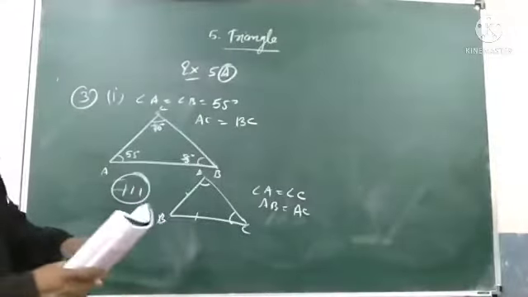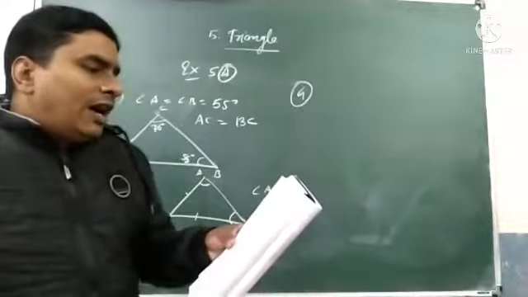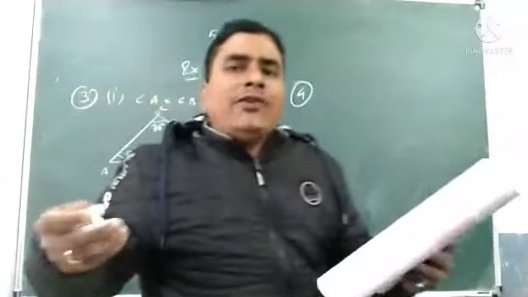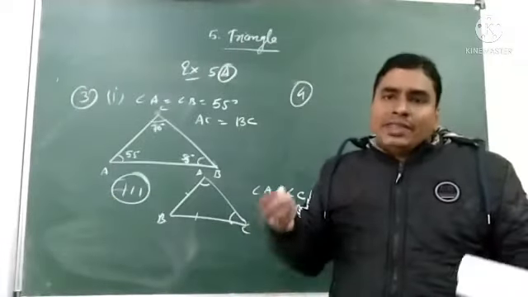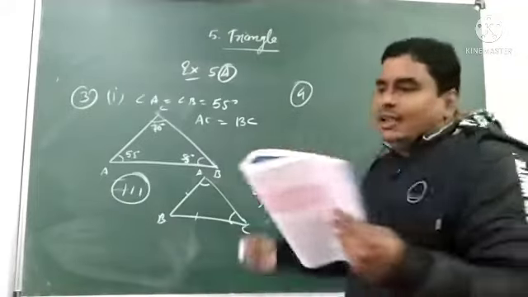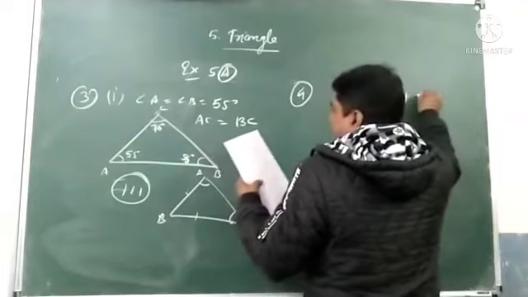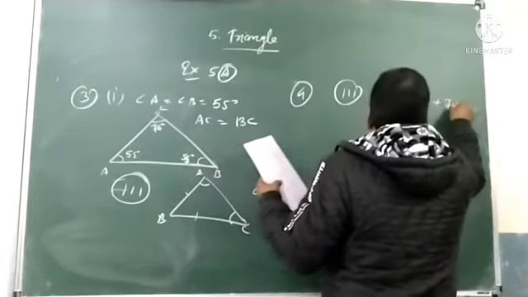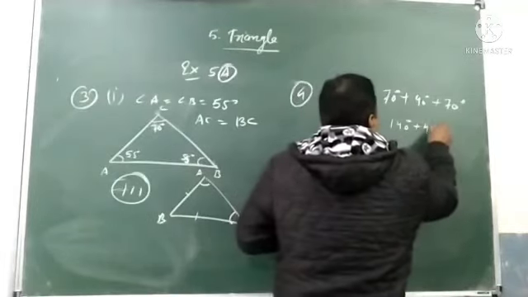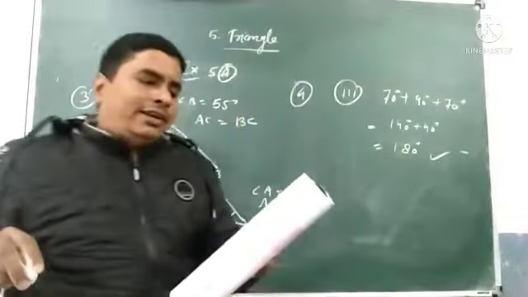Now, proceed to the next question. Question number 4. Which of the following sets can be the three angles of a triangle? What we will do here is find their sum. If their sum gives 180 degrees, then they are the angles of a triangle. Like this third one: one angle 70 degrees plus 40 degrees plus another 70. 70 plus 70 is 140, plus 40 is how much? 180. So they are the angles of a triangle.